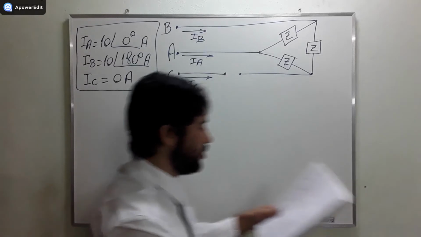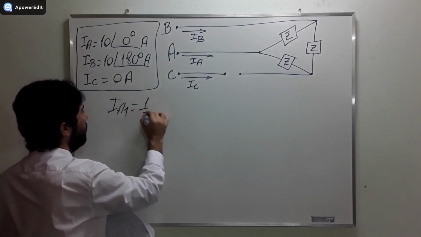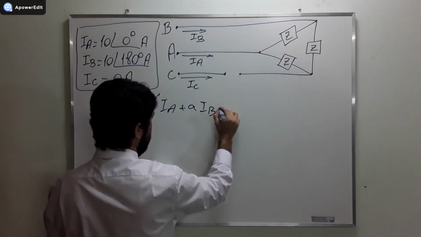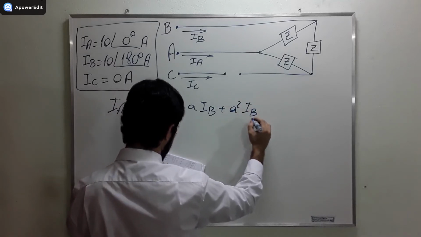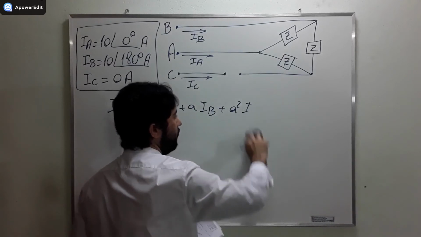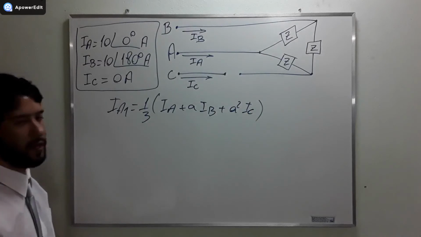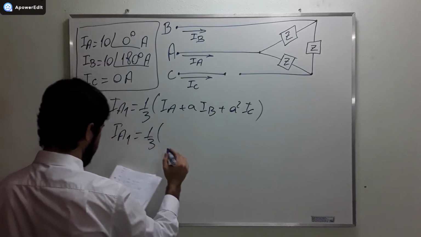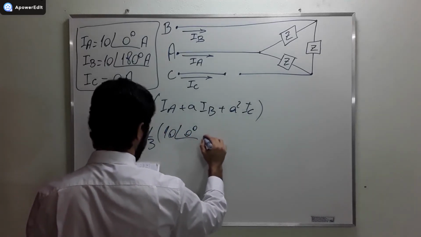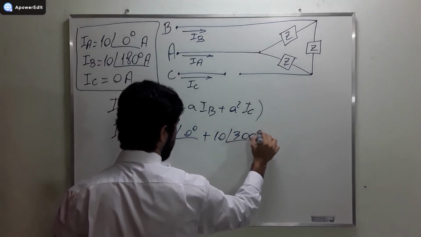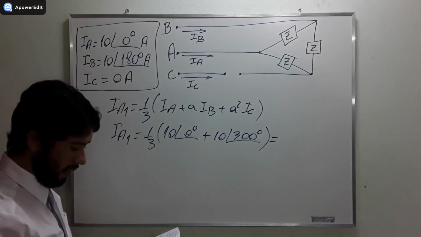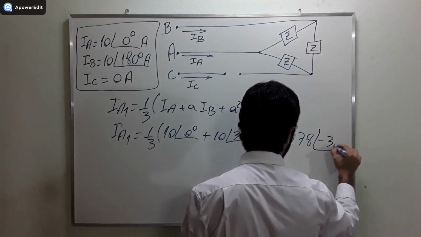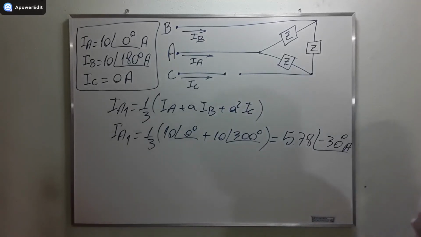Now, what we need to do is to find the other symmetrical component, which is IA1. IA1 is then going to be a third of IA plus A IB plus A squared IC. Sorry, here it is IC. Okay, do you guys agree with me? So let's go. Then it is going to be equal to a third of 10 phase 0 degrees plus 10 phase 300 degrees. And then if you use your calculator, I highly invite you to check this number, which is 5.78 phase negative 30 degrees amperes. Okay, do you guys agree with me? Please check it for me.